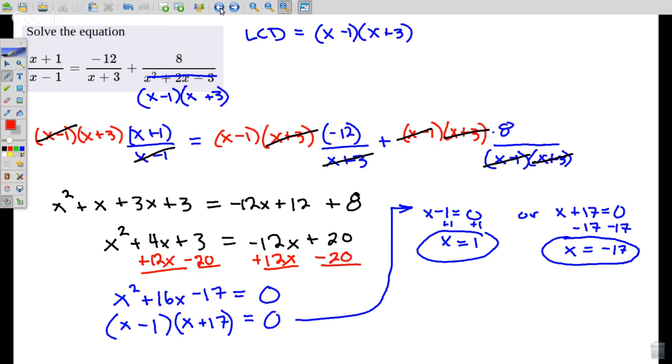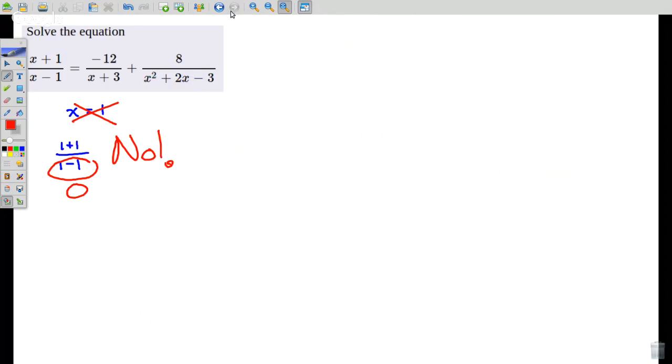So backing up, I can now cross that out. That is definitely not an answer. Let's hope negative 17 is. I don't know. Let's plug it in and see. All right, so next, x equals negative 17. So that's going to give me negative 17 plus 1 over negative 17 minus 1.